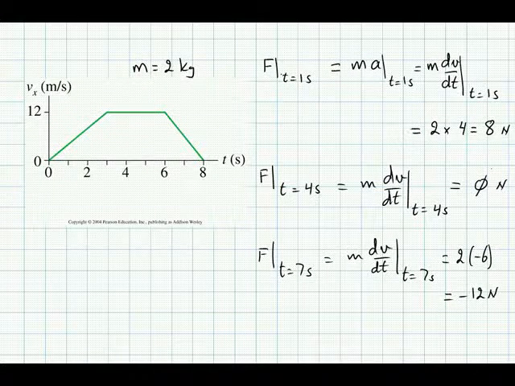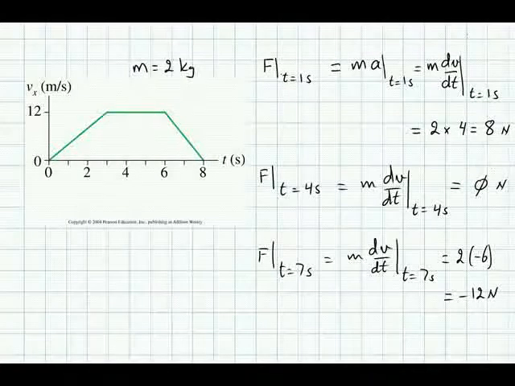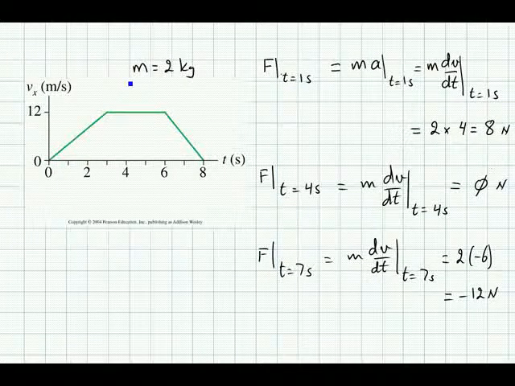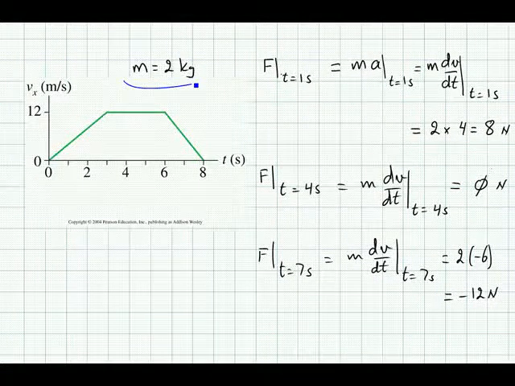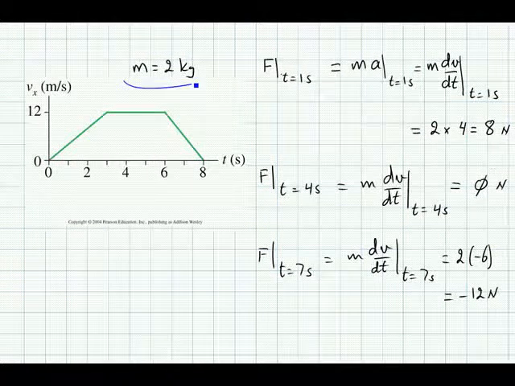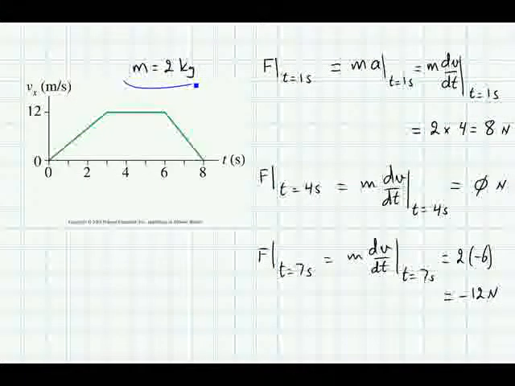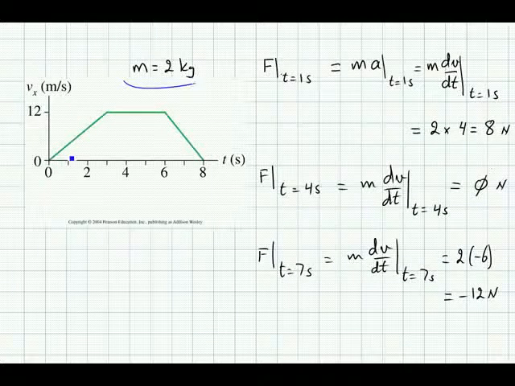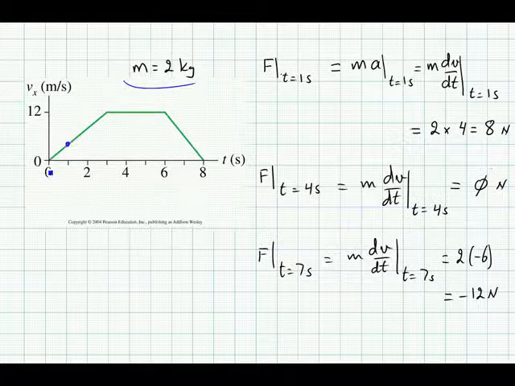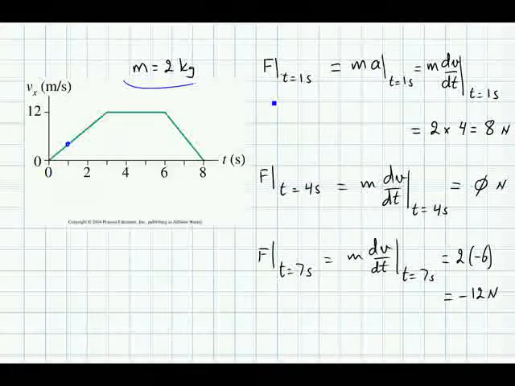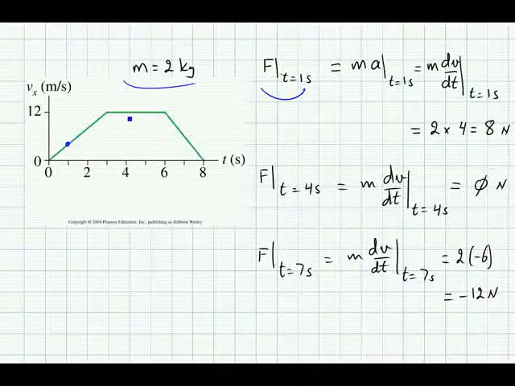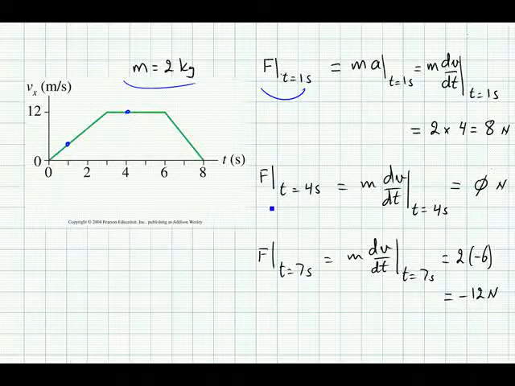Let's do an example here. We have a plot of velocity versus time for an object that has a mass of 2 kilograms, and we are asked to find the force acting on the object at t equals 1 second. So this is at t equals 1 second. We're interested in the force acting on the object at t equals 1 second, t equals 4 seconds, and t equals 7 seconds.